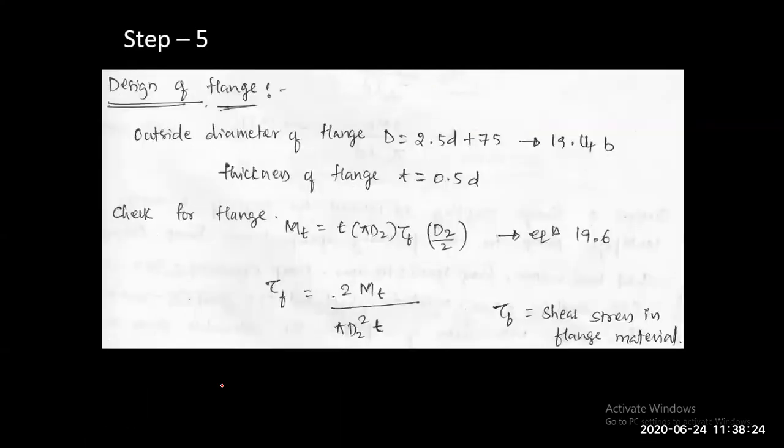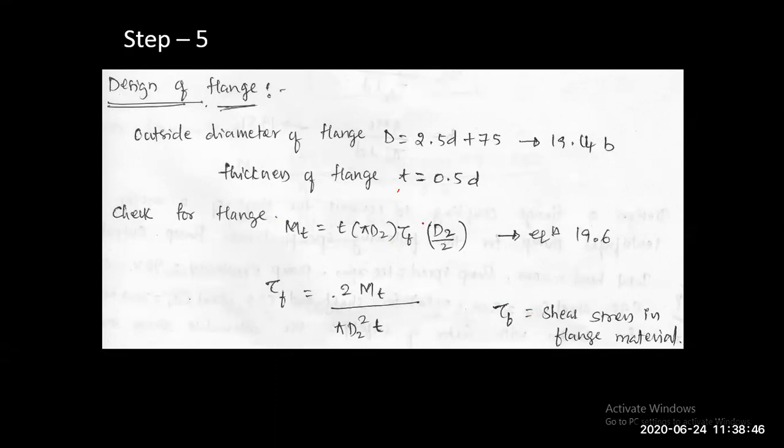Then finally, design of flange. The flange is the outer part, the outer diameter is denoted by D, and then there is the thickness of the flange. Once you find the dimensions, that is D and T, you need to check the flange. Check means whether whatever stress is given is exceeding or not.